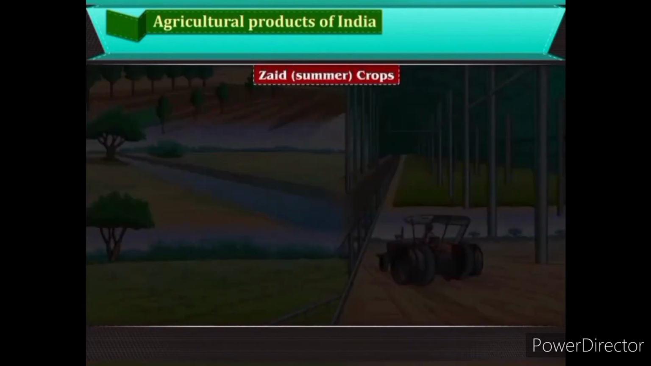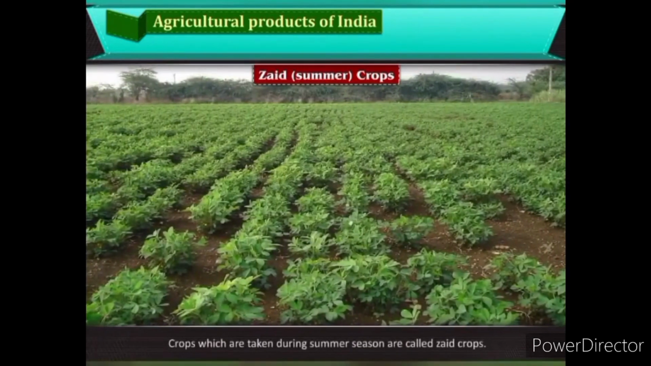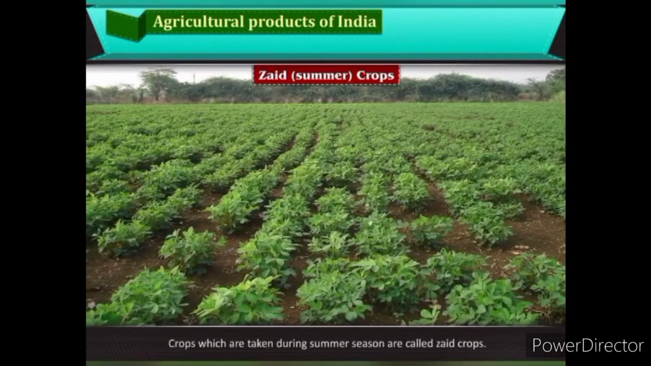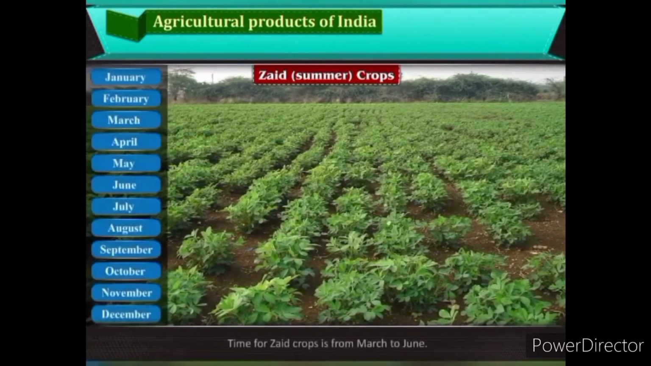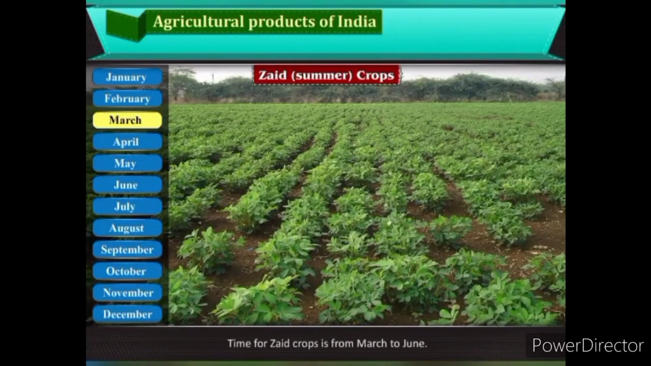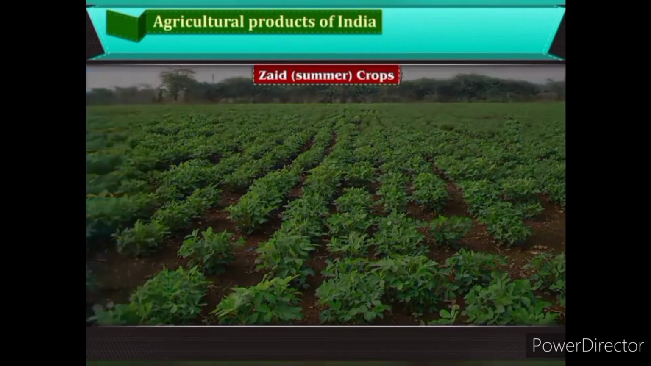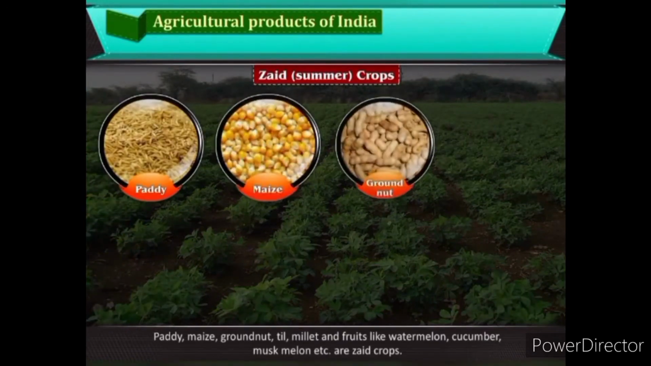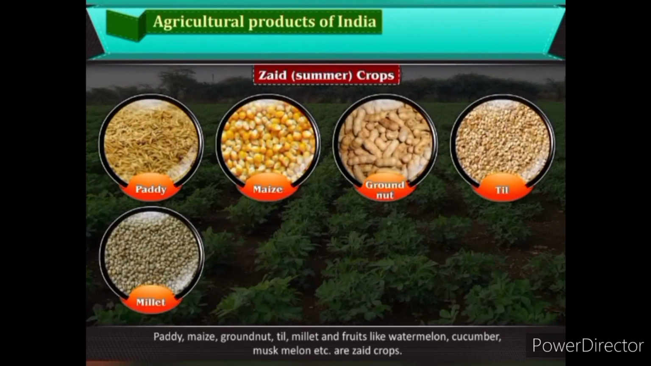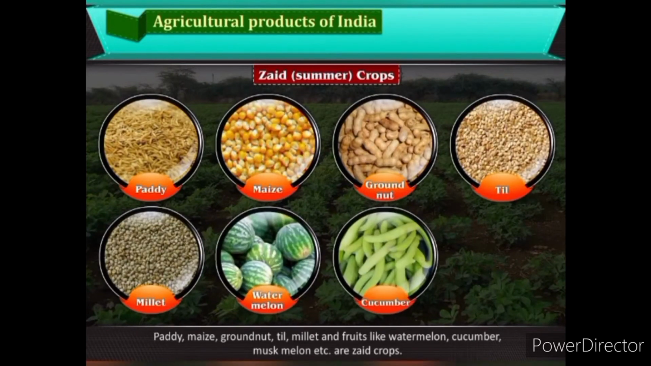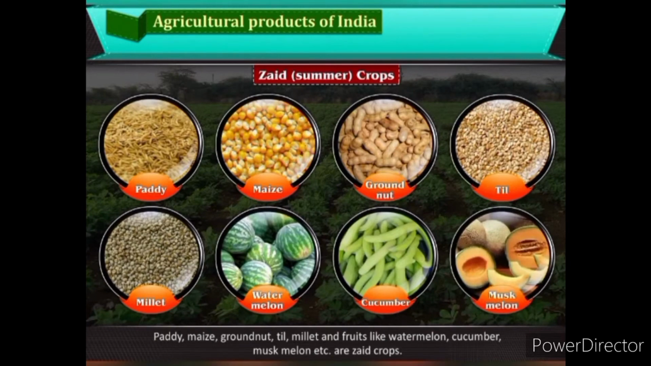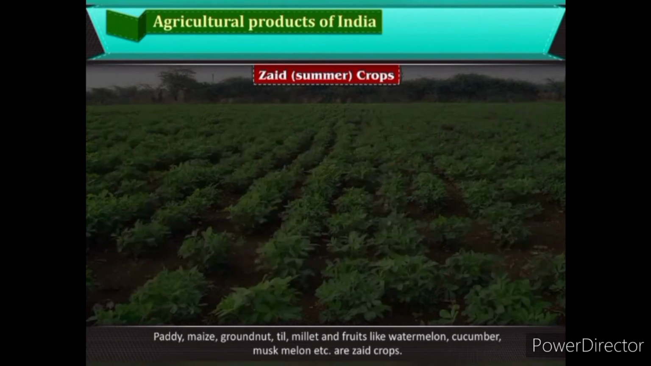Zaid, summer crops. Crops which are taken during summer season are called Zaid crops. Time for Zaid crops is from March to June. Paddy, maize, groundnut, til, millet, and fruits like watermelon, cucumber, muskmelon, etc. are Zaid crops.